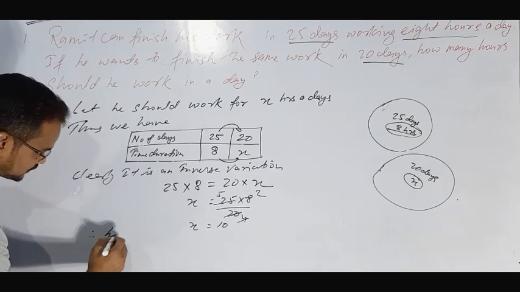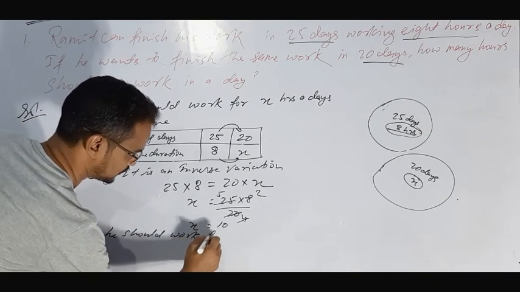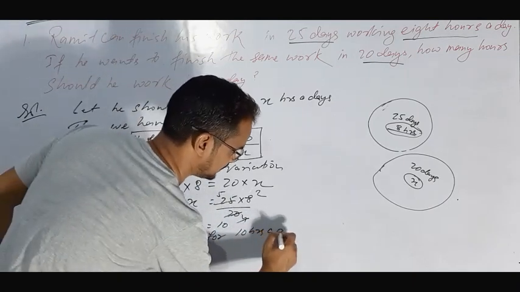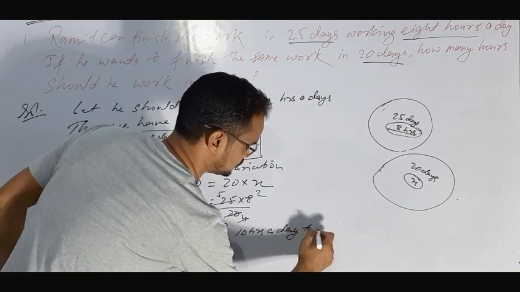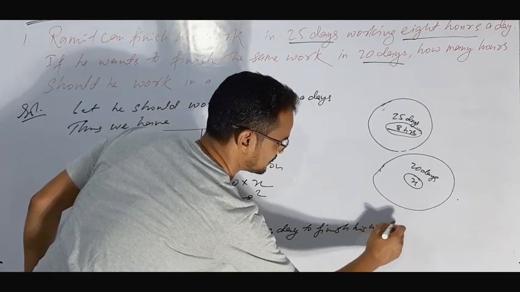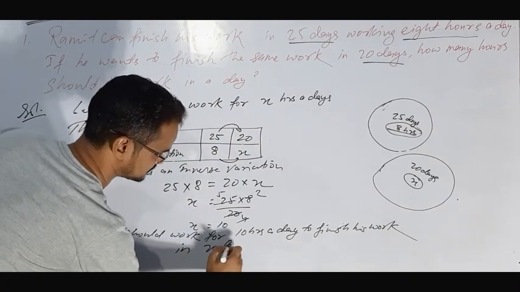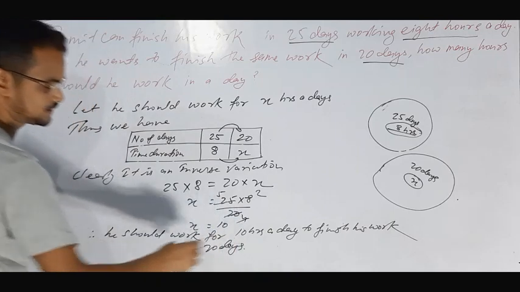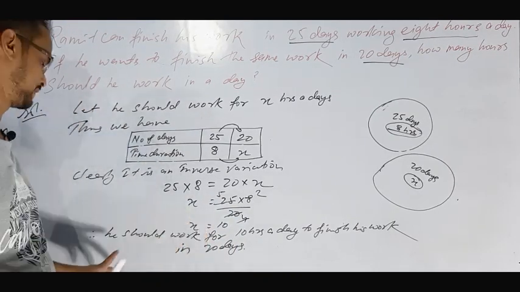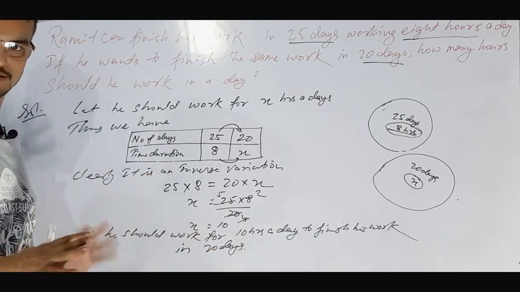Therefore, we will write in statement form: he should work for 10 hours a day to finish his work in 20 days. This is a long statement, and if you want to write it in a short way, you can write just: he should work for 10 hours a day. Is it clear?